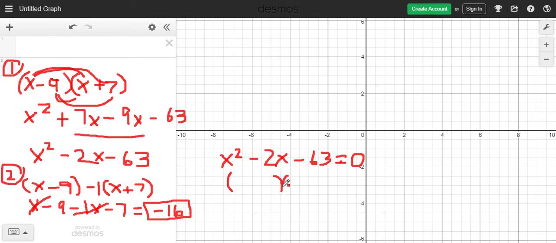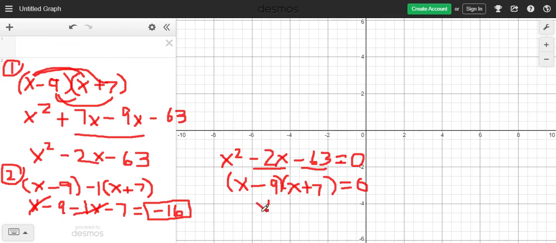So if we factored this, what times what equals x squared? Well, you can think x times x. Then you need to think what multiplies to negative 63 that adds to negative 2. Well, we've got a pretty good idea because we know that we started with the x minus 9 and x plus 7. So this factors into x minus 9 times x plus 7, because negative 9 times 7 is negative 63. Negative 9 plus 7 is negative 2.